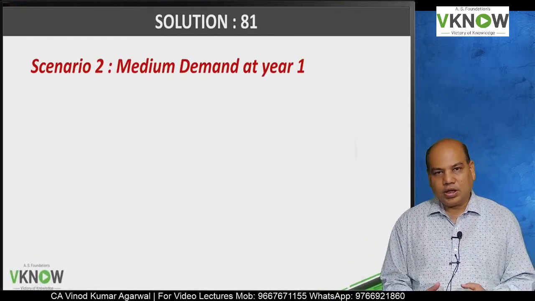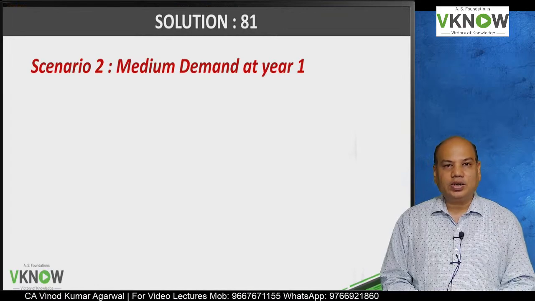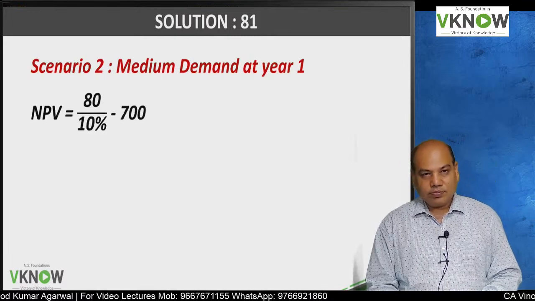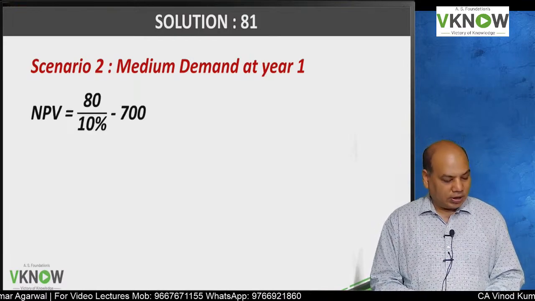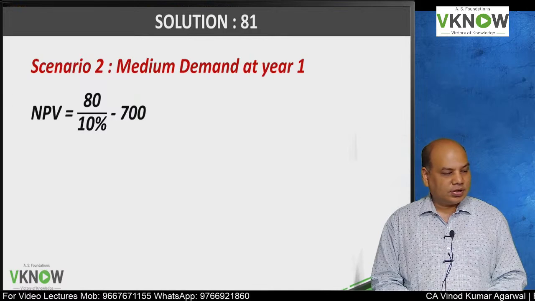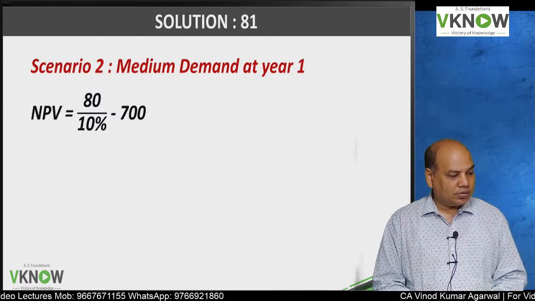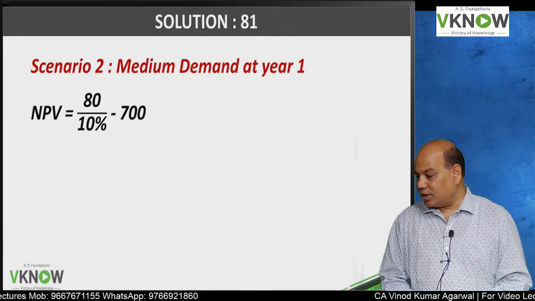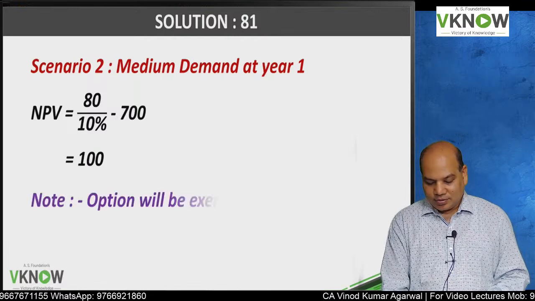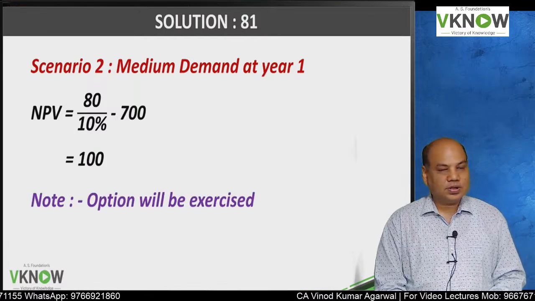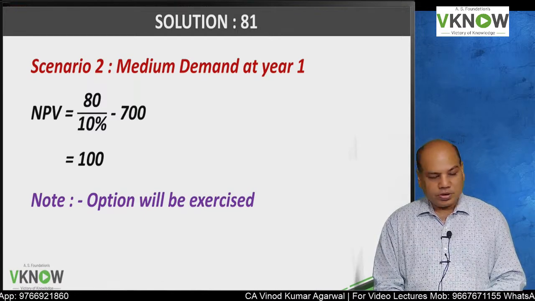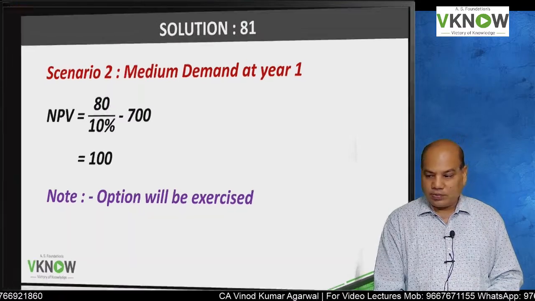Now write down scenario 2, medium demand at year 1. Same format, NPV equal to, you will get 80 divided by 10% minus 700. Answer please. You can do without calculator. 100 is right. Will the option be exercised? Yes, option will be exercised. We are going to start the project because we are getting positive NPV.